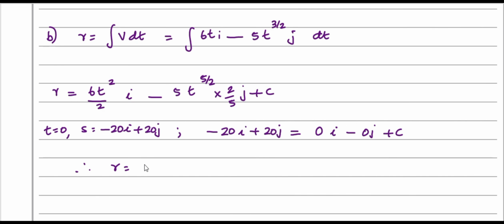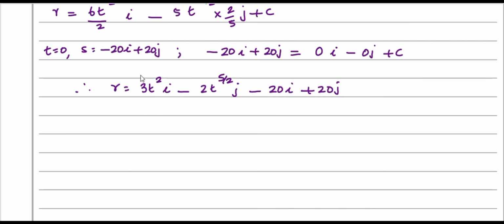r is equal to 3t squared i minus 2t to the power of 5 over 2 j. Then the c term is minus 20i plus 20j. Collecting the terms together, so 3t squared i minus 20i, then we have got minus 2t to the power of 5 over 2 j plus another 20j.